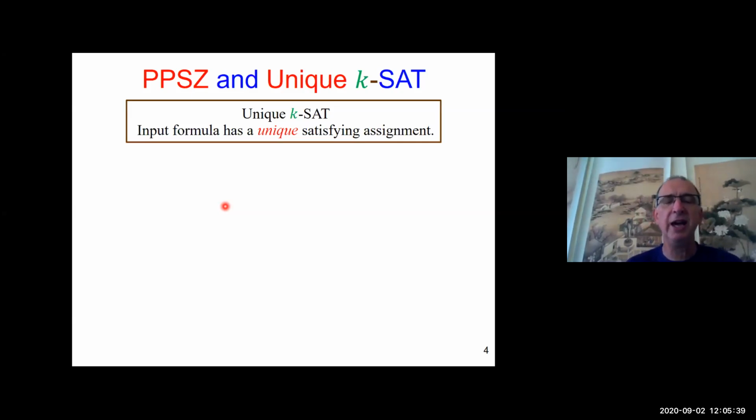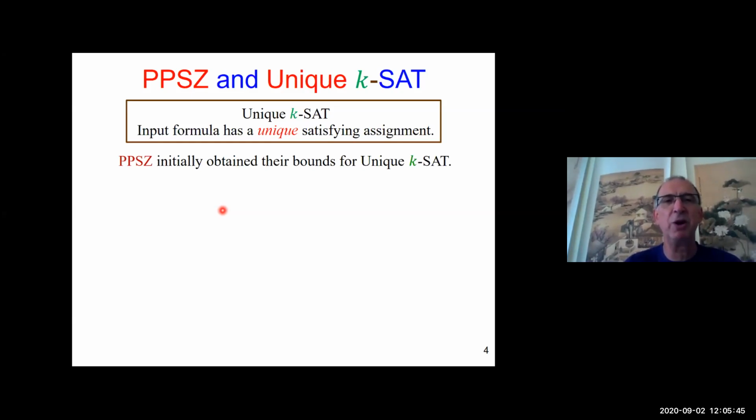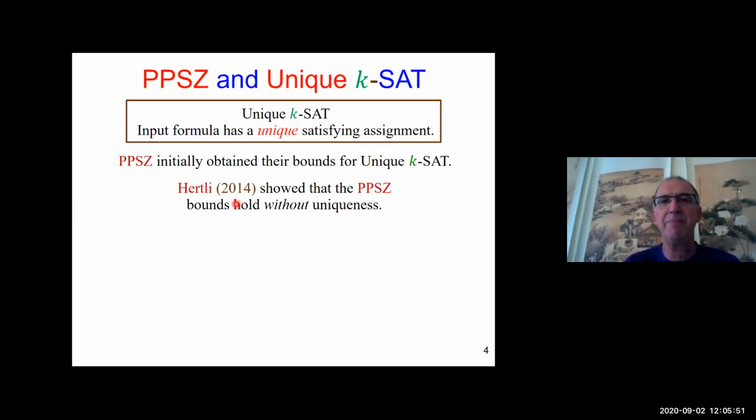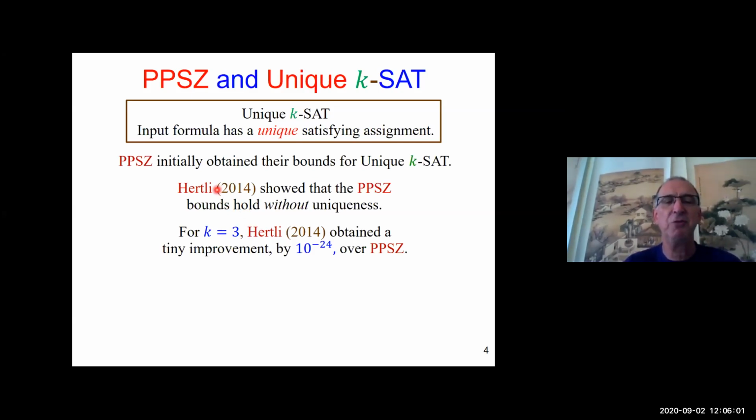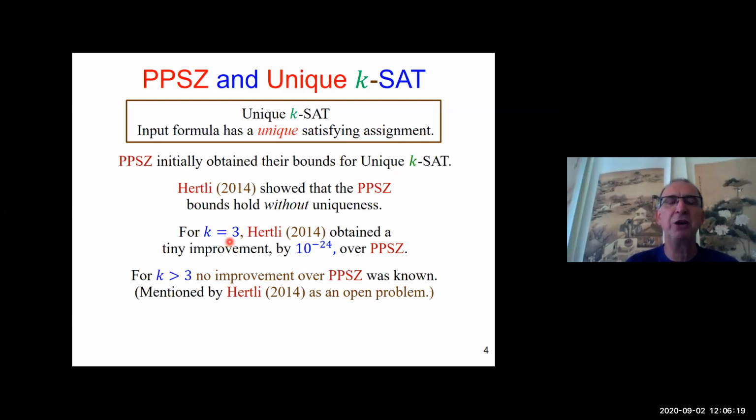Initially, the bounds that appear in the previous table were only under this assumption. Only later, Hertli was actually able to show that all the bounds that PPSZ proved under the uniqueness assumption actually apply without the uniqueness assumption. Hertli was also able to obtain a tiny improvement for k equals 3. By tiny, I really mean tiny, so he was able to reduce the base by 10 to the minus 24. Still, it's an interesting result because it shows that PPSZ is not optimal. However, he was only able to do that for k equals 3. His techniques break down when k is greater than 3.